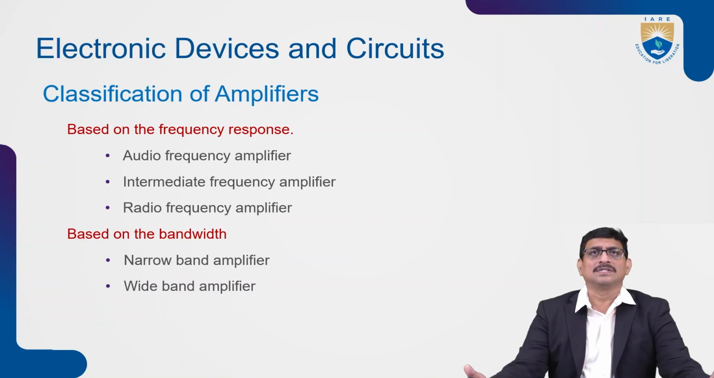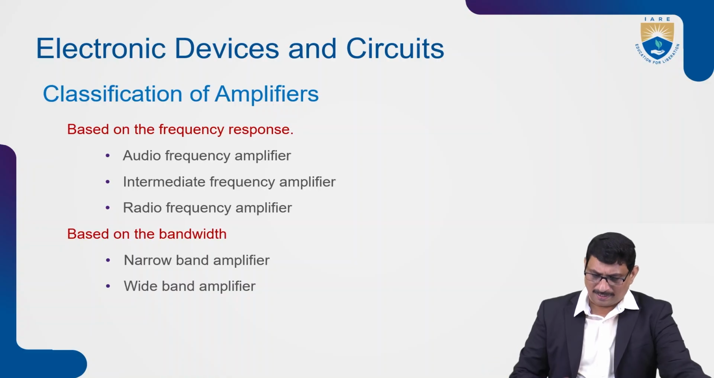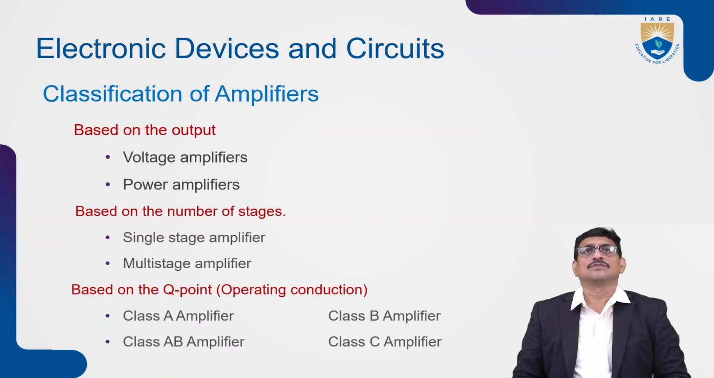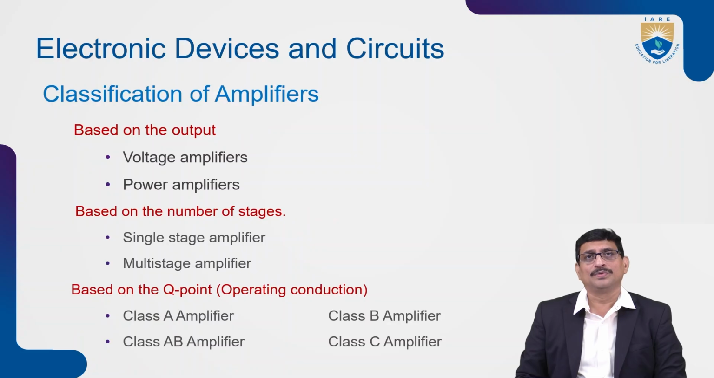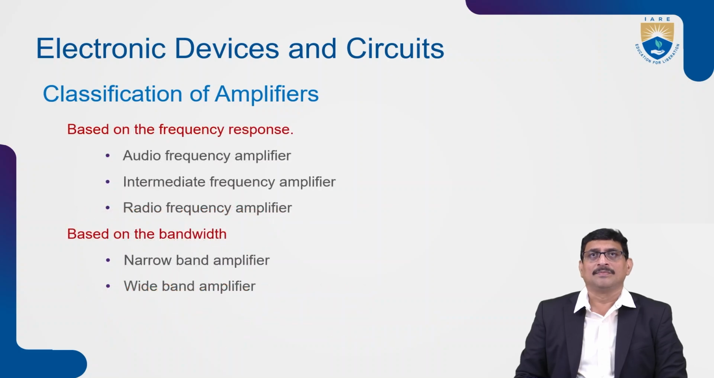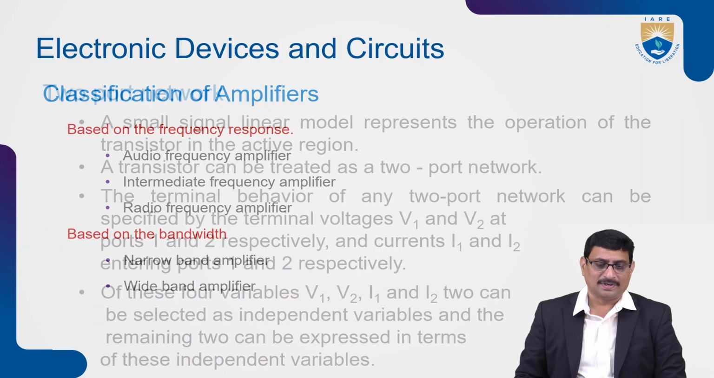So these are some basic classifications of amplifiers. Once again I repeat: based on the device used, the transistor configuration used, the input signal, the output, the number of stages, the operating point selection on the DC load line, the frequency response, and the bandwidth. These are the classifications of amplifiers.